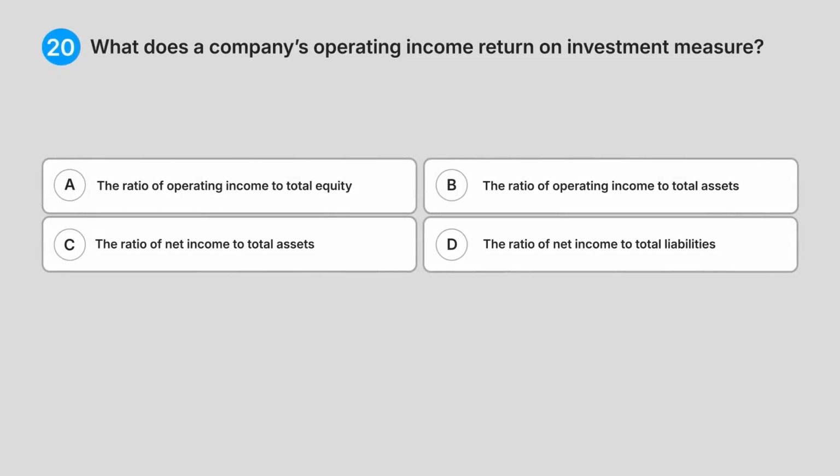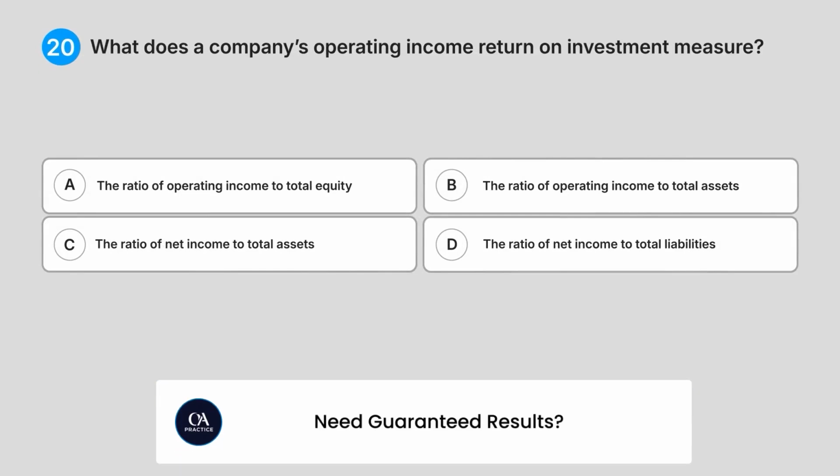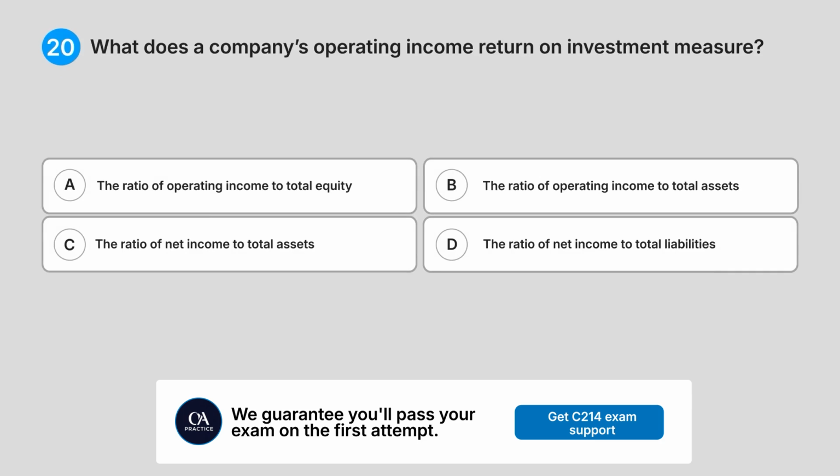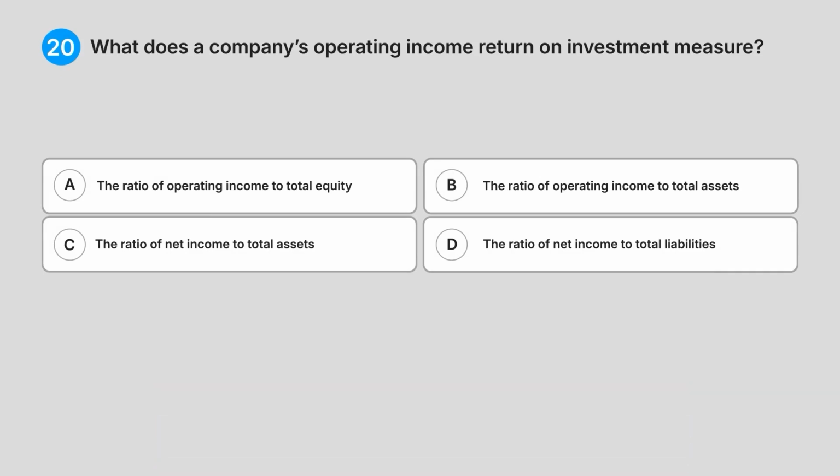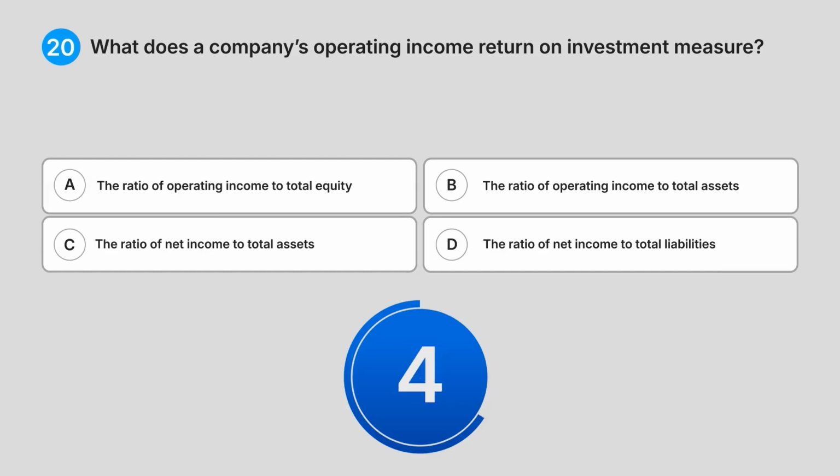20. What does a company's operating income return on investment measure? A. The ratio of operating income to total equity. B. The ratio of operating income to total assets. C. The ratio of net income to total assets. D. The ratio of net income to total liabilities. Can you guess the answer?